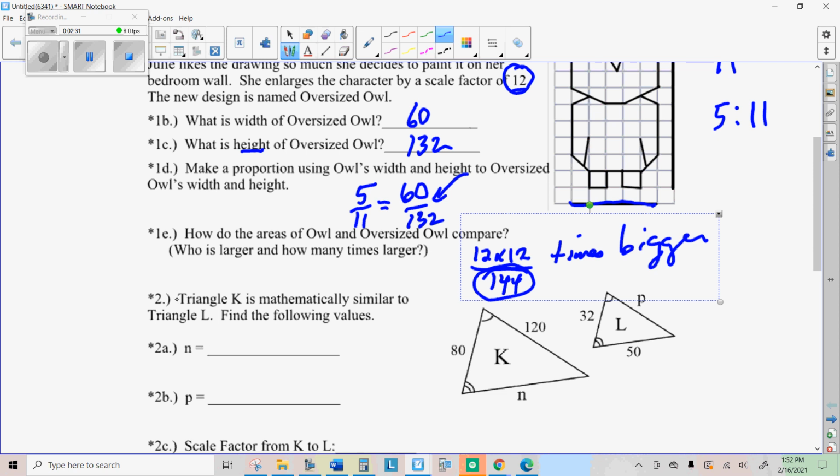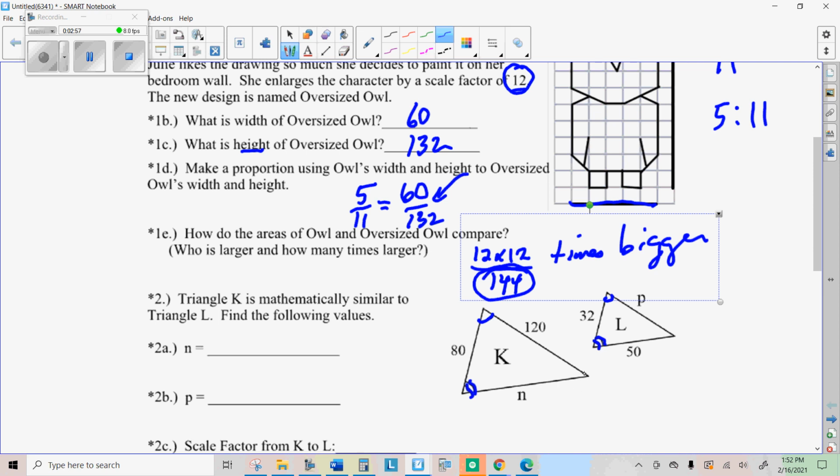So triangle K on number 2 is mathematically similar to triangle L. Remember what that means. That means that the corresponding angles, like this angle is equal to this angle, and you can tell that's why they have 2 of those. This angle will be equal to this angle, and so will the other angle. Okay, so once you know that, then you can write a proportion to help you figure out the missing parts.